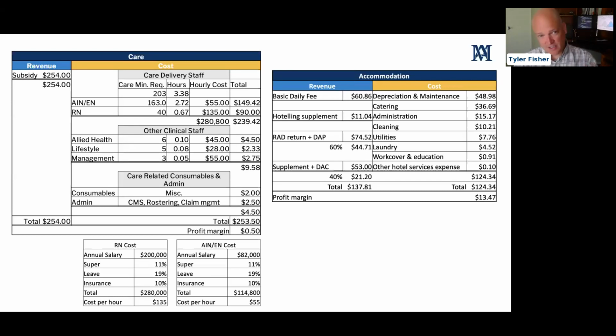And that has steadily declined to where we are now. I think it's around 52%. So really almost an equal split between a RAD and a DAP. And then that's reduced again by 60% to show that industry average of 60% of residents funding a RAD and a DAP as a non-supported resident.